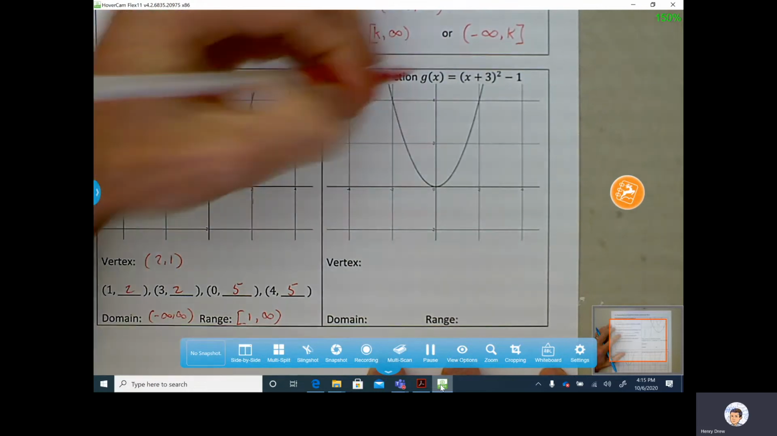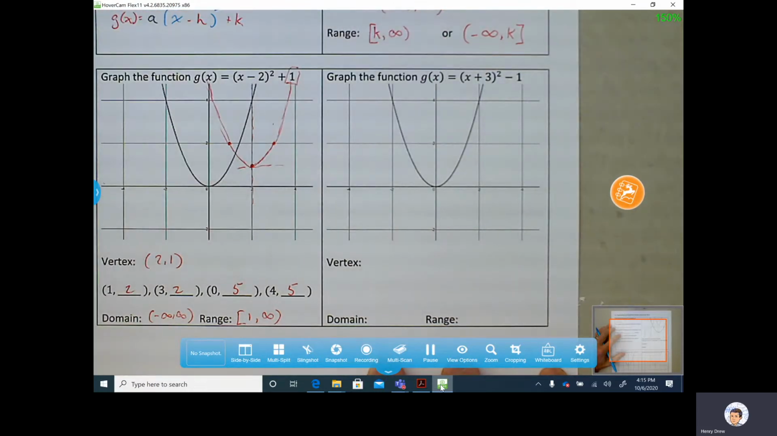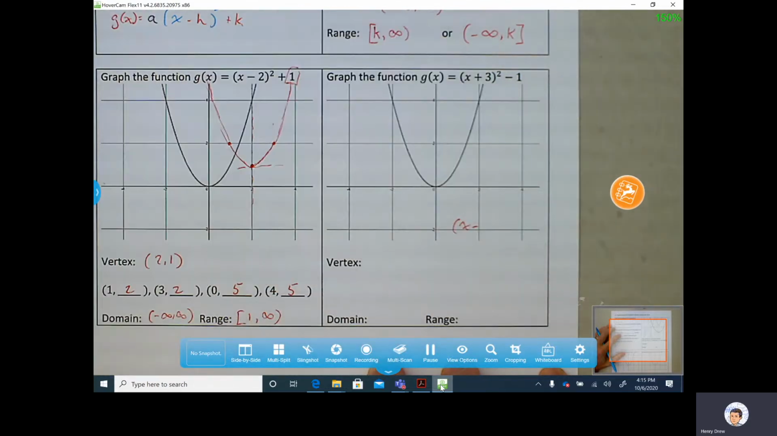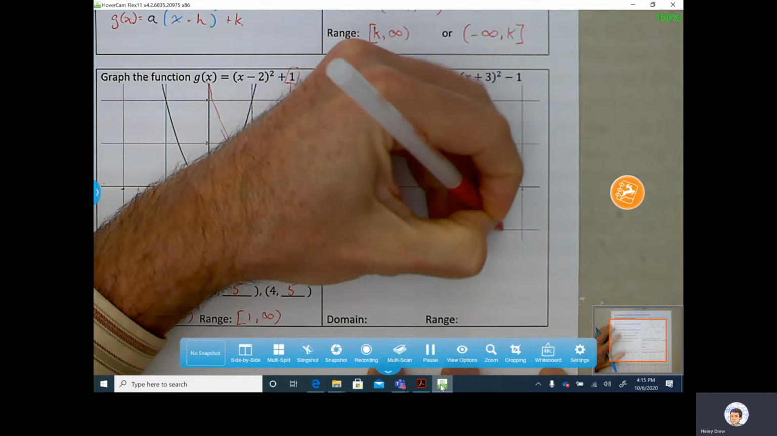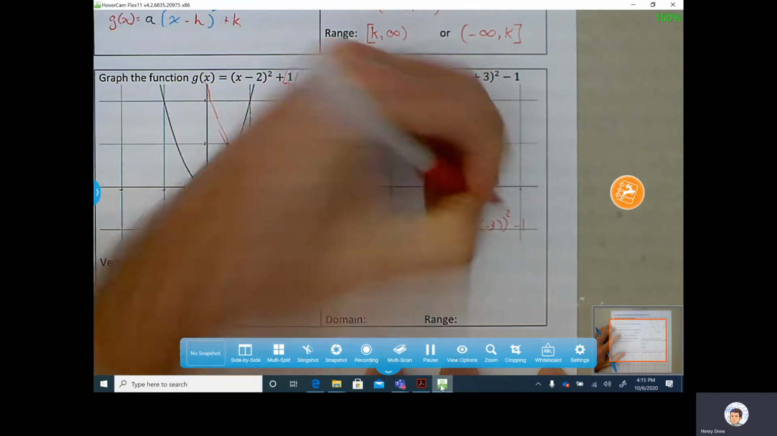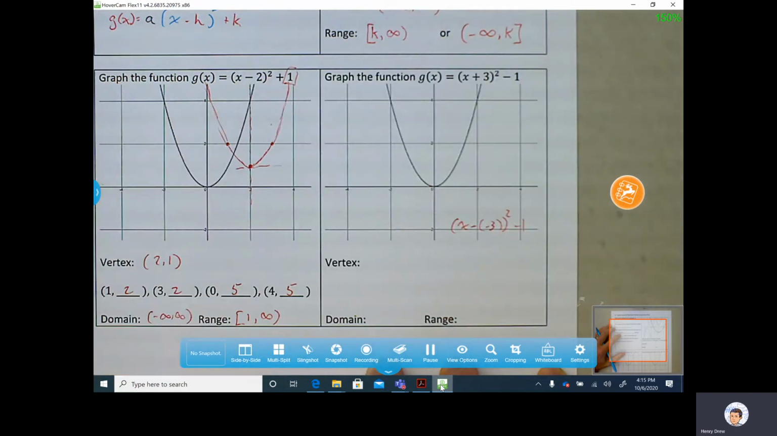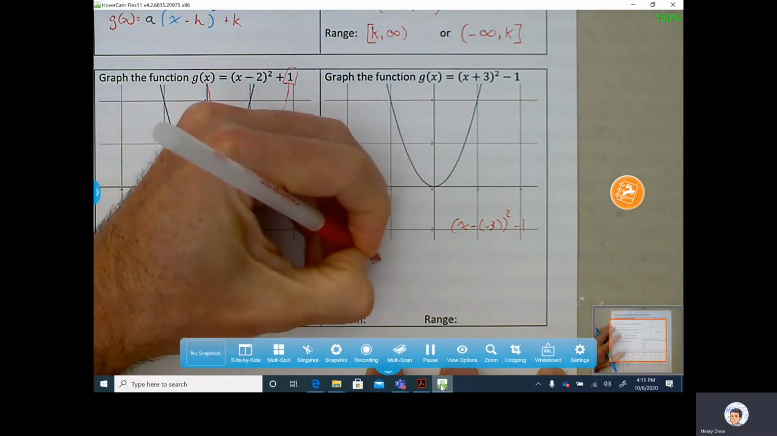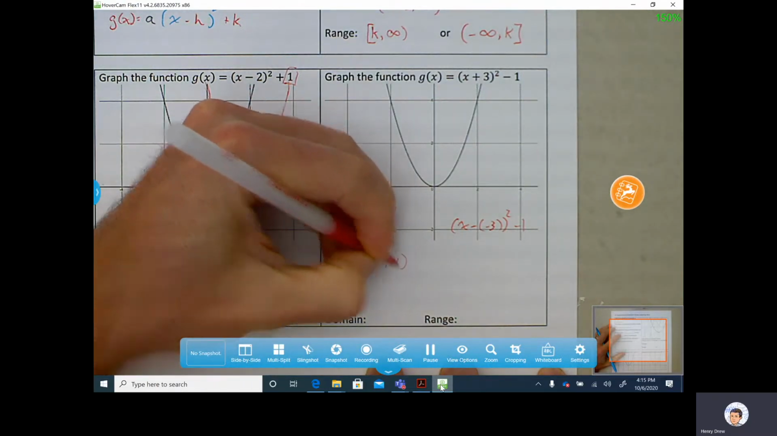Another example, x plus 3 squared minus 1. It would be nicer if we were able to say x minus h squared. So without too much trouble, I'm going to switch that plus 3 to a minus negative 3. I don't need to do that all the time, but at the outset, I like to do that just to remind myself that my vertex is going to be located at negative 3, negative 1.